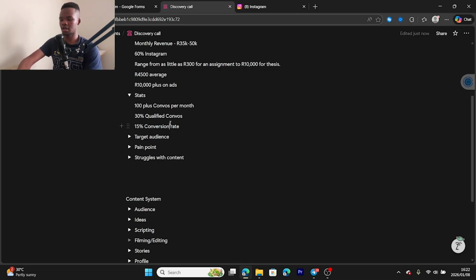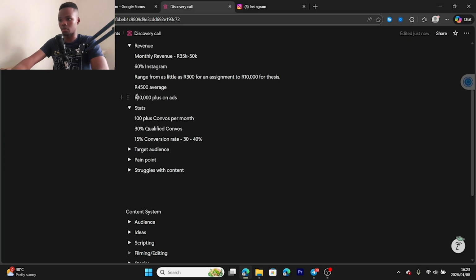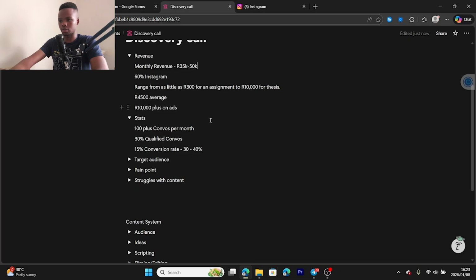15% is very low. I think we can get this up to around 30 to 40%. If we can get this up to around 30 to 40% without spending more on ads, then you can easily make more. We're gonna do some calculations of how much you can easily make.